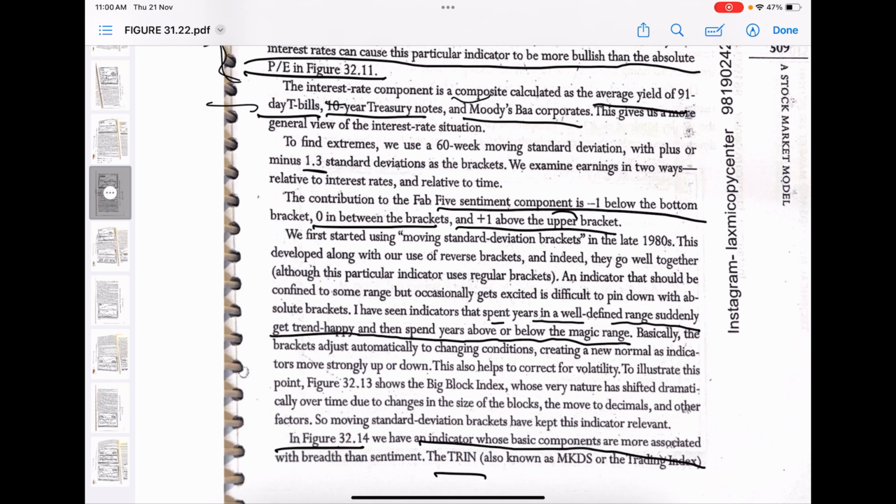To find extremes, we use a 60-week moving standard deviation with a plus or minus of 1.3 standard deviation. So whenever it is below the bottom bracket, then it is -1. Whenever it is in between the brackets, you give it a score of 0, and whenever it is above the upper bracket, you give it a score of +1.